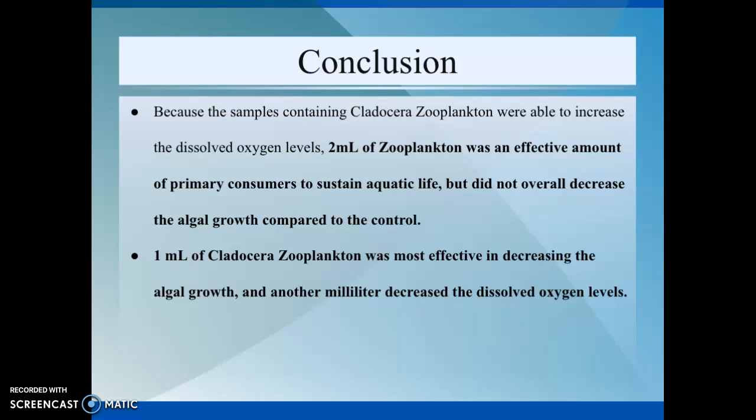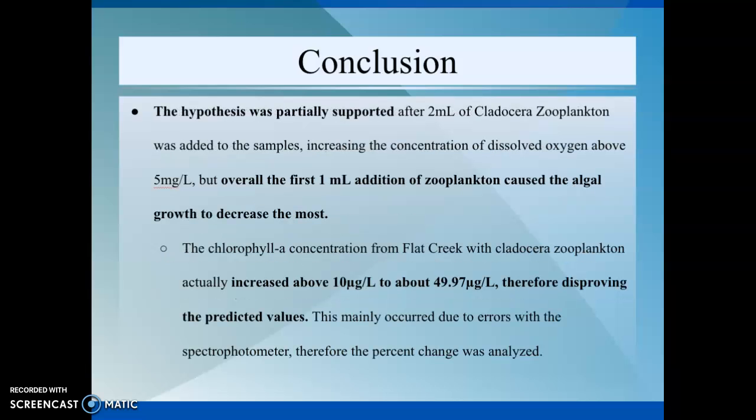1 milliliter of zooplankton was most effective in decreasing the algal growth, but it did not really help the dissolved oxygen levels. So the hypothesis was partially supported. Overall, the first milliliter of zooplankton caused the algal growth to decrease the most.